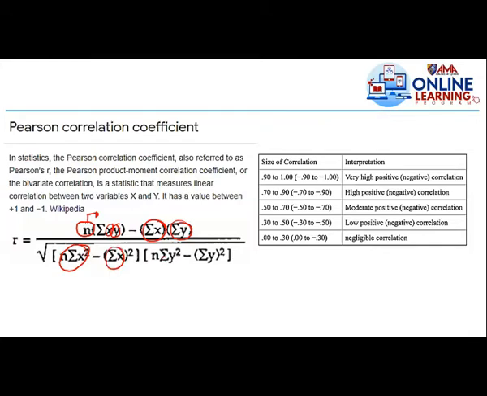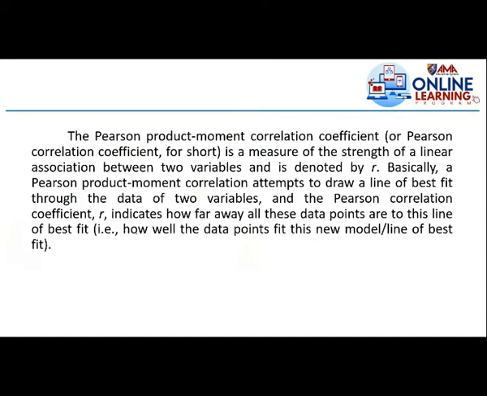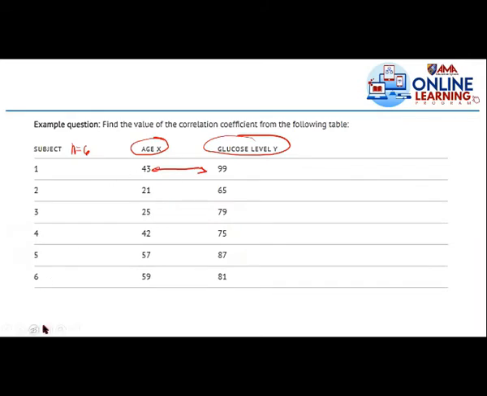Then, the summation of X, then the summation of Y squared also. So, from this, if you were told to get the Pearson R, or the Pearson correlation coefficient, you have to get the summation of xy, the n, the summation of x, the summation of y squared, and the summation of x squared. So, how do we do that? On this, let's get the Pearson R, or the correlation coefficient.